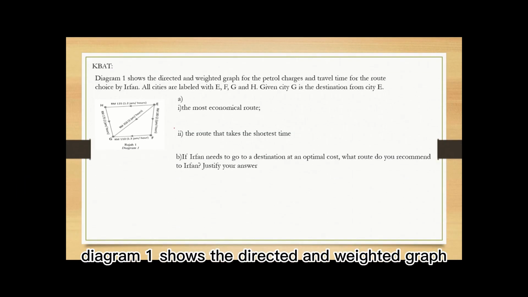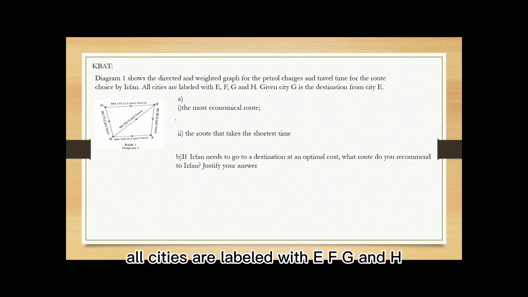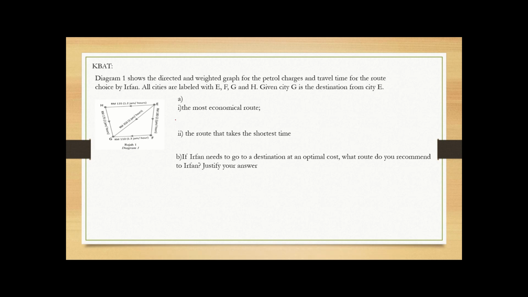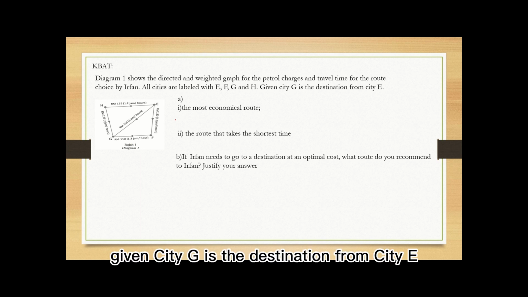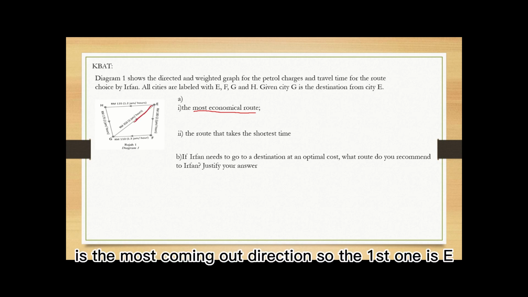Diagram 1 shows the directed and weighted graph for the petrol charges and travel time for the route choices by Aphone. All cities are labeled E, F, G, and H. Given city G is the destination from city E. Question 1. The most economical route. First, we need to see the direction. The one with the most arrows coming out is the start, so the first one is E.